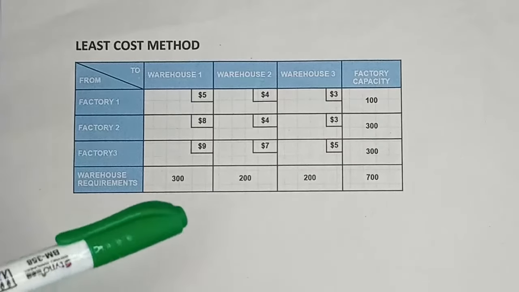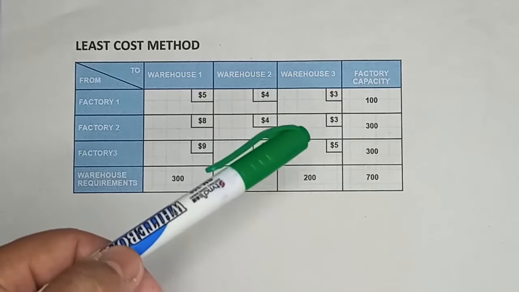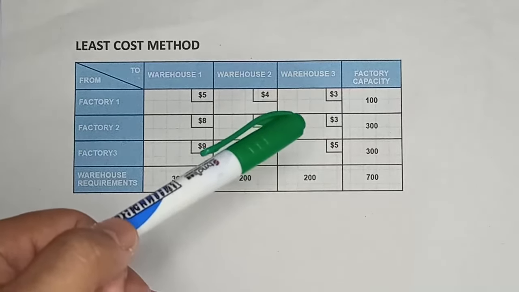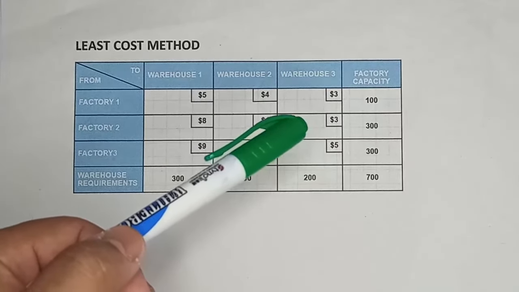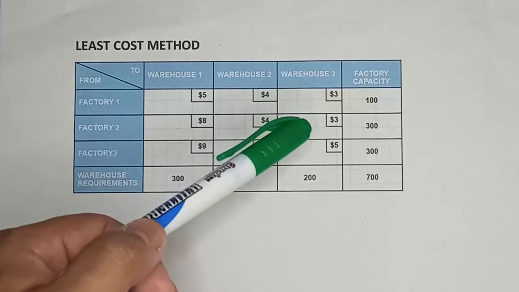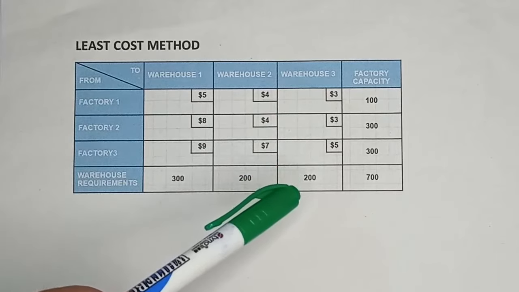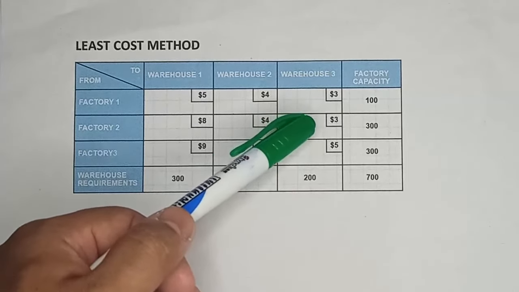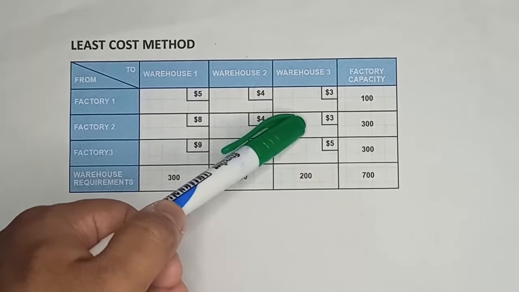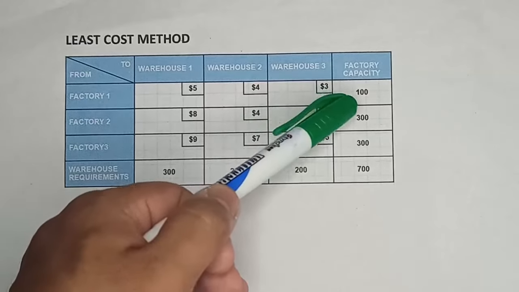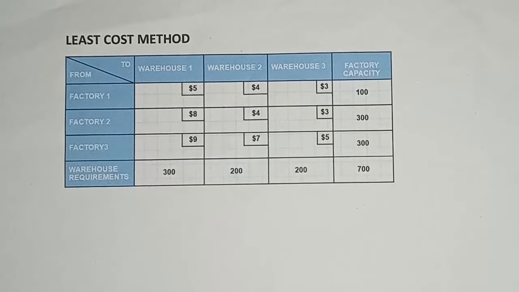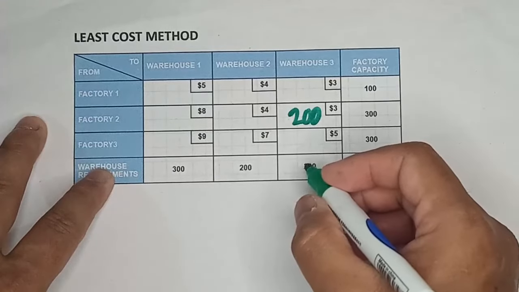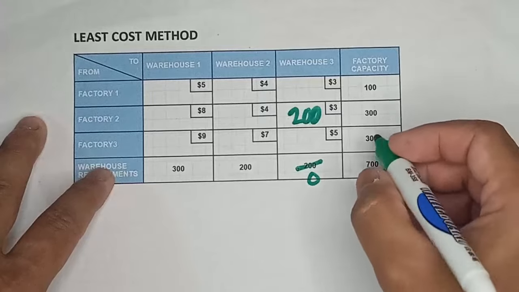We have two cells which have $3 as a transportation cost per unit. So we have two possible options. One is to allocate 100 units on this cell and another 100 units on this cell, since the total requirement of warehouse 3 is 200 units. Our second option is to allocate 200 units on this cell, since the capacity of factory 2 is 300 units. So for this case, we're going to allocate 200 units on this cell. So the demand of warehouse 3 will be equal to 0 and the capacity of factory 2 will be equal to 100.